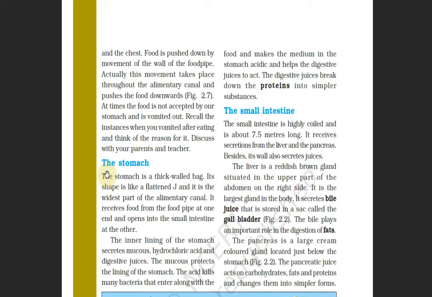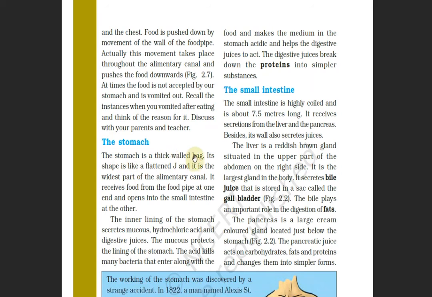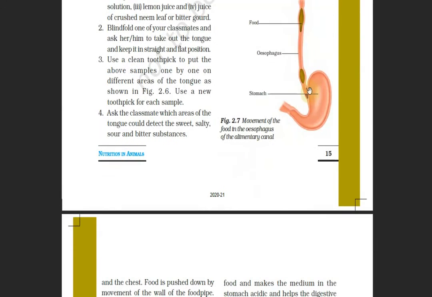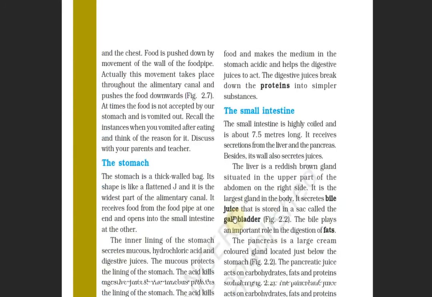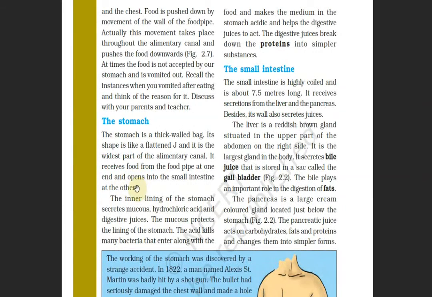After the food pipe, the food goes into the stomach, and the stomach is a thick walled bag. Its shape is a flattened J. So this is our stomach. So what happens after that? Food enters into the stomach, and the inner lining of the stomach secretes three kinds of liquid. One is mucus, another is hydrochloric acid, and one is digestive juices.